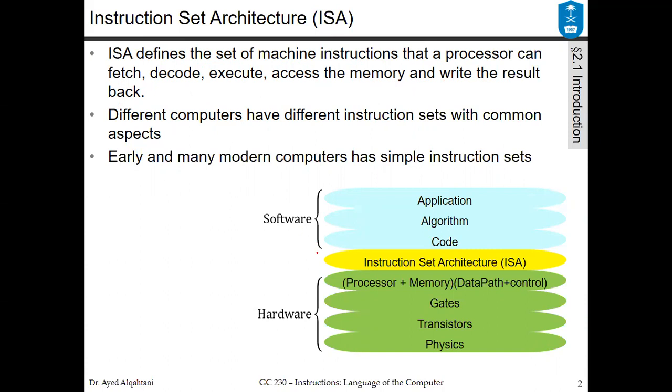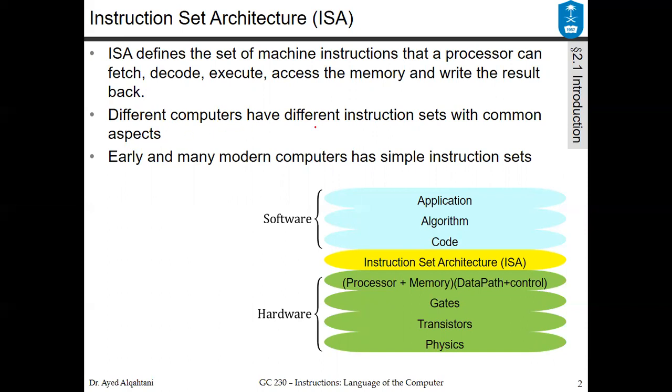As you can see here in this sketch, the instruction set architecture is residing between the software layer and the hardware layer. The software layer includes the application, the algorithm, the code, whether it's high-level language or an assembly code. And in the hardware part, we have the processor, the memory, the data path, the control, and below that, the gates. And going deep, we have the transistors, and we end up with the physics.